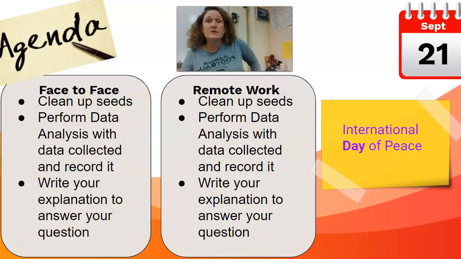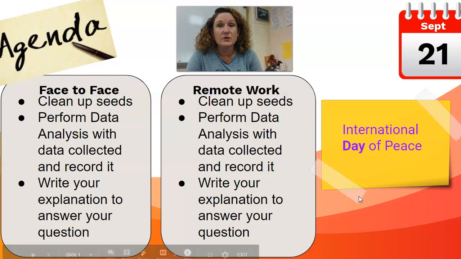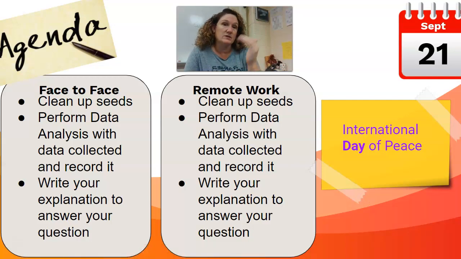So what you guys are going to do is do the data analysis of all the observations that you've made, and then you're also going to write your explanation. To do that, you're going to go into the seed germination document, just like you did before, and you're going to write those in the red boxes as your initial ones.